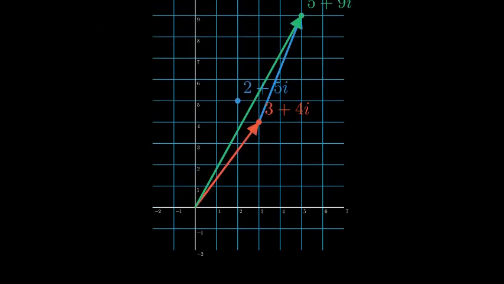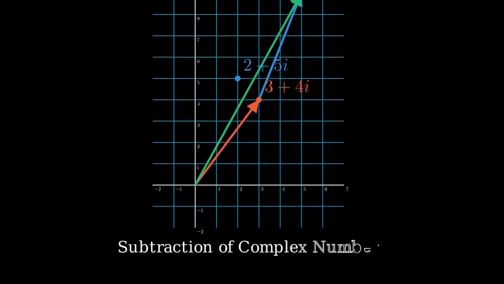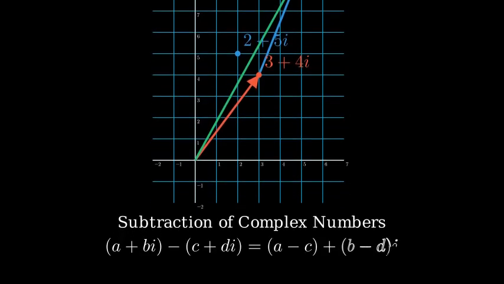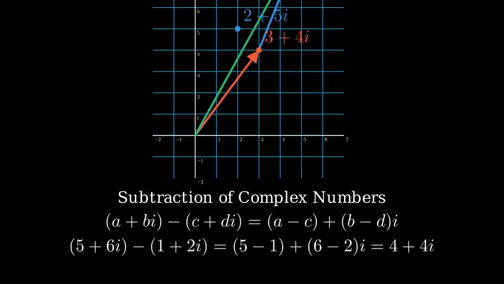Next, let's look at subtraction. Similar to addition, we subtract the real parts and the imaginary parts separately. For example, if we subtract 1 plus 2i from 5 plus 6i, we get 4 plus 4i.